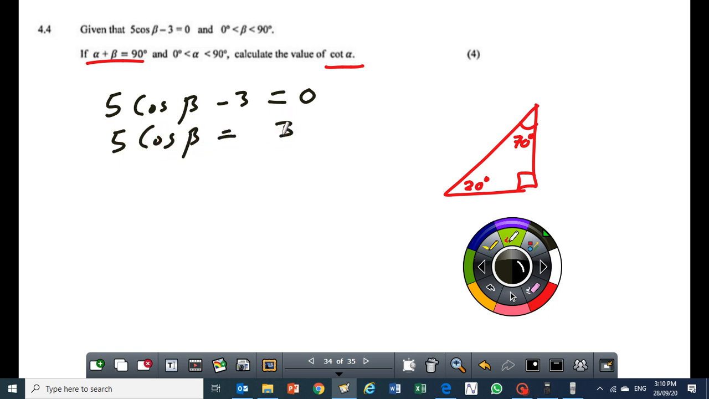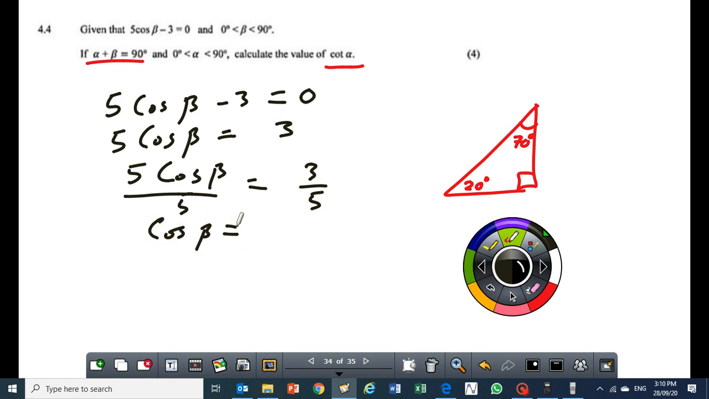Then we isolate the cos beta by dividing both sides by 5. So the next step will be 5 cos beta over 5 is equal to 3 over 5. That will give you cos beta equal to 3 over 5. What's the objective? To determine the value of cot alpha, which means we need to know the value or size of alpha. But to get there, we have to get beta first and use our knowledge of a right-angled triangle. So from here we get beta equal to arc cos of 3 over 5.